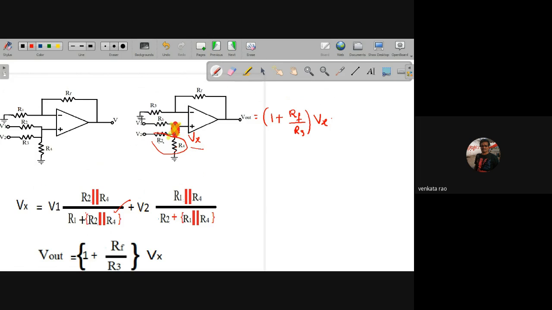Now I'm taking this grounded and this active. Now it is V2 into R1 parallel R4 by R1 parallel with R4 plus R2. This is what. So based on taking different values of resistors, you get the relation between input and output. This is the non-inverting adder.